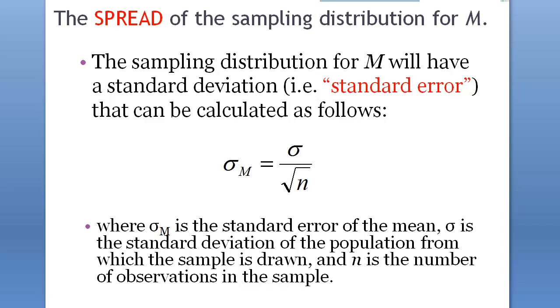Now the spread. In other words, it's the standard deviation, the spread of the sampling distribution for M. The sampling distribution of means will have a standard deviation that can be calculated as follows: the standard deviation of the population divided by the square root of the sample size. So in our example, the standard error is going to be 20, and we had a sample of 100, so it's the square root of 100, which is 10. So it's going to be 2. The standard error is going to be 2 in this example.